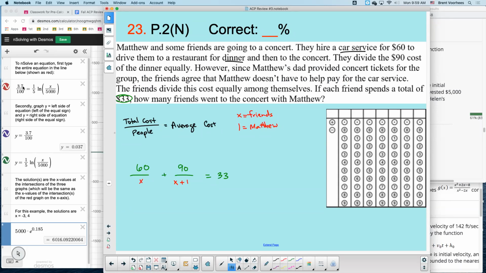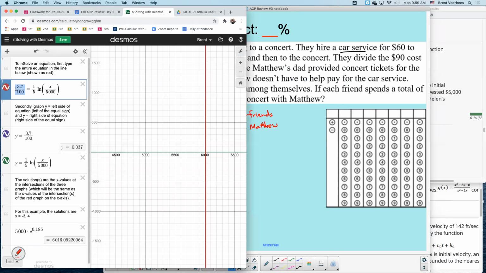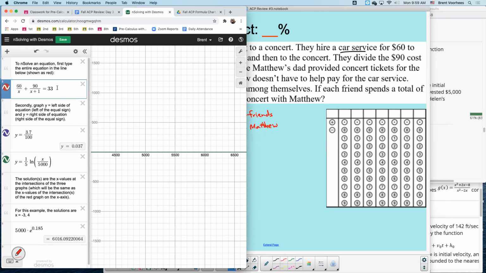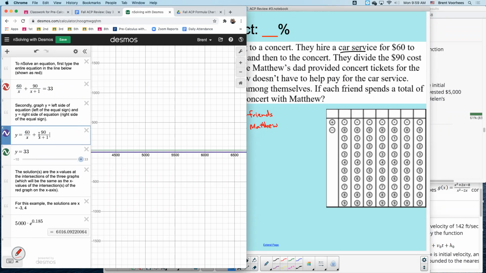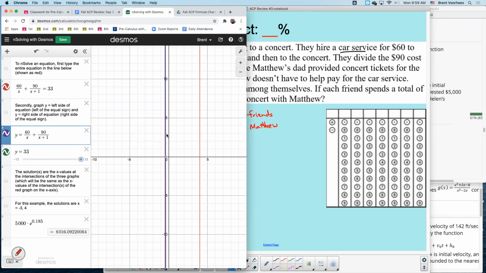Using this same Desmos graph, I'll do the left side over here. So we have 60 divided by friends plus, we have a $90 cost, which was friends plus Matthew, X plus 1. All of that equaled 33. And so over here, you type in the two sides of the equation, Y equals each one of these sides. The vertical lines represent your different answer choices. And so I'll have a negative answer and a positive answer.